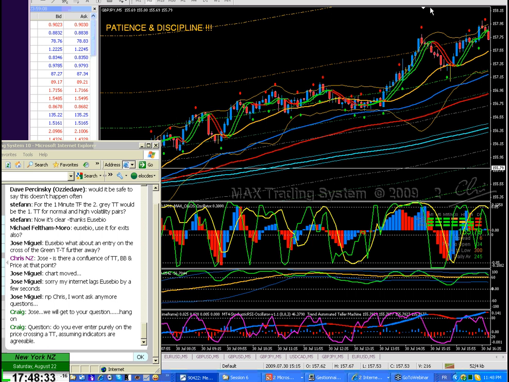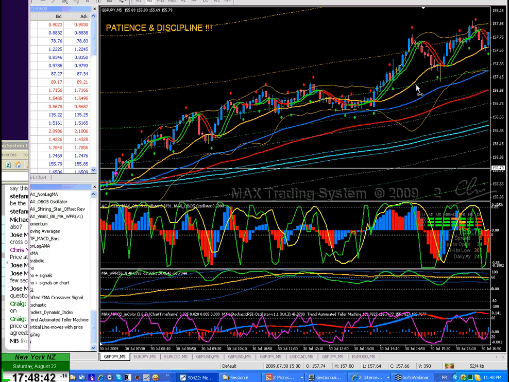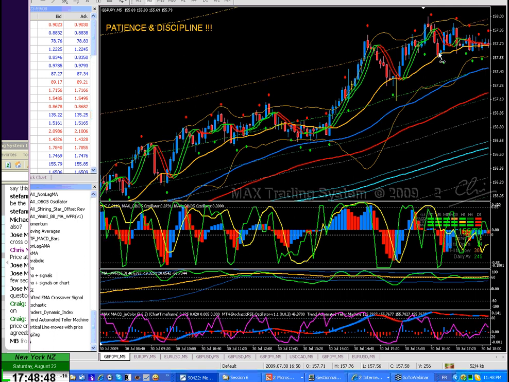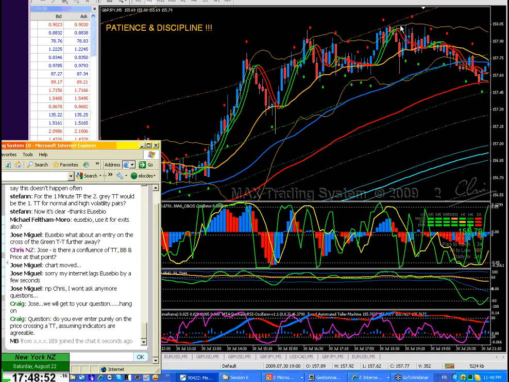Then, is there a confluence on TT, BB, and price at that point? Here you have a convergence. You see? There you have quite a convergence, but it's an acceptable one. The BB is close to the TT. Here you have a good convergence: the price, the TT, and the Bollinger Bands, which is very close to the TT.